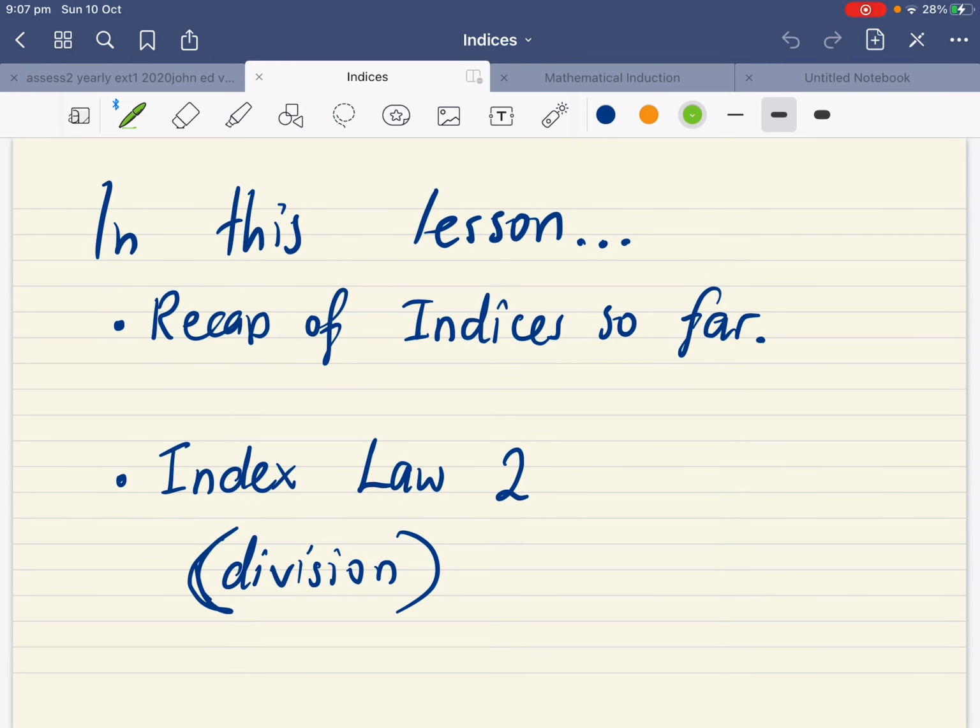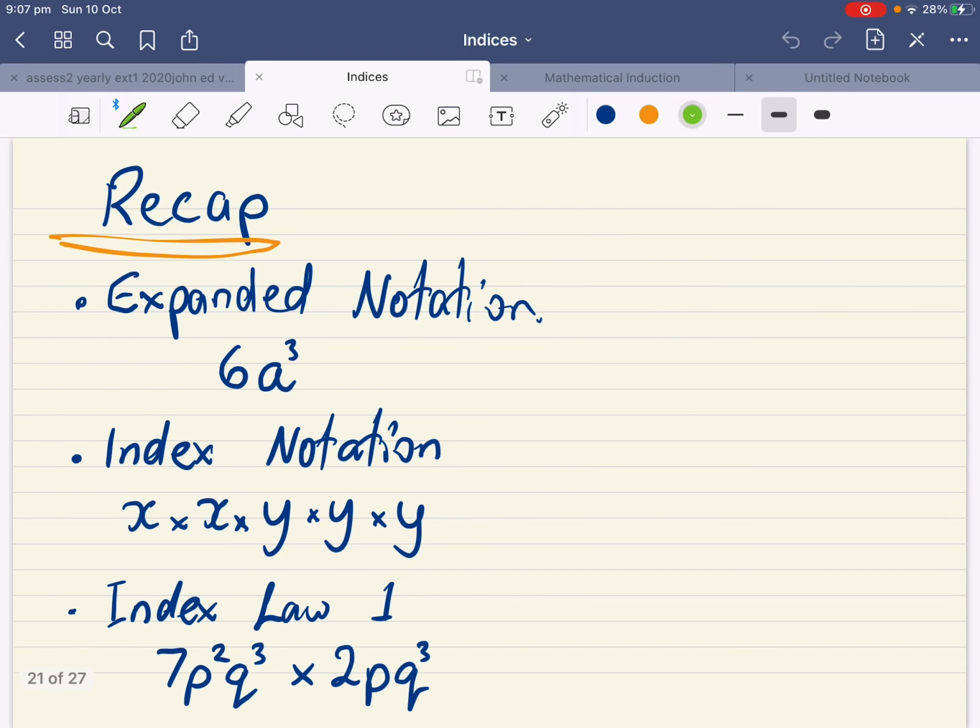Alright, so in this lesson, what do we plan on doing? We're going to do a super brief recap of indices so far, right? We don't want to forget what we've covered. So we're going to start with a brief introduction into what we're doing, and then we're going to move on to the main point of this lesson, which is index law number 2, which is a shortcut we can use when doing division questions. Alright, so if you don't have your maths book and pen with you, definitely pause the video now, get your maths equipment. Once you're all set to go, unpause the video and we'll begin.